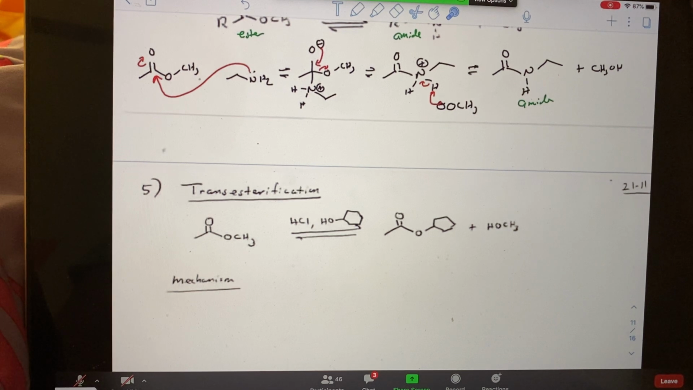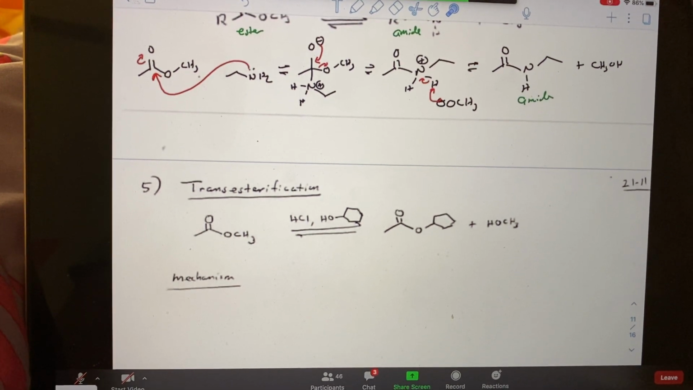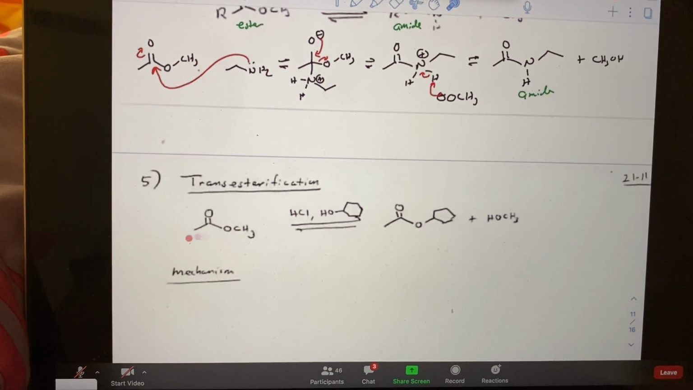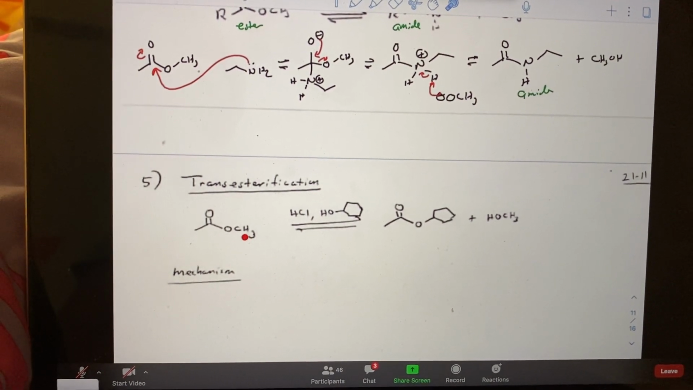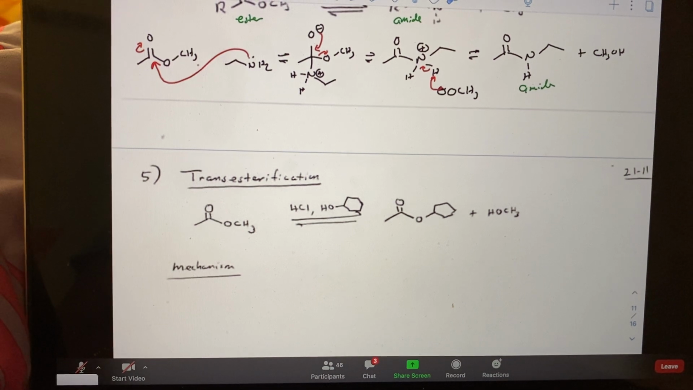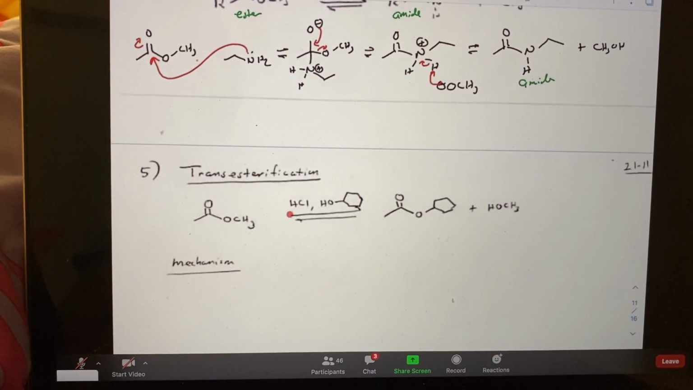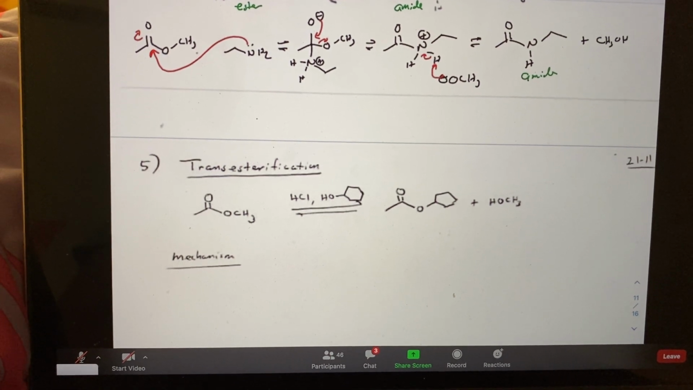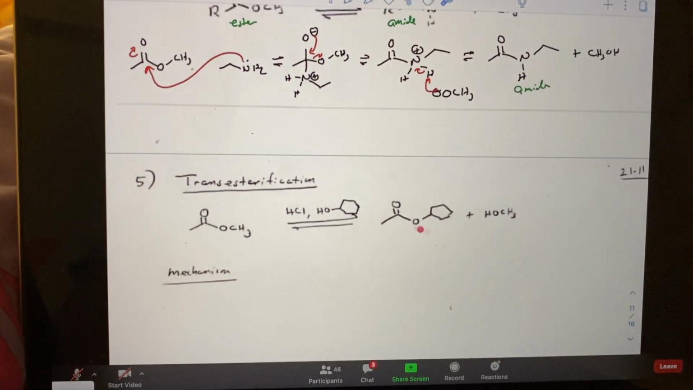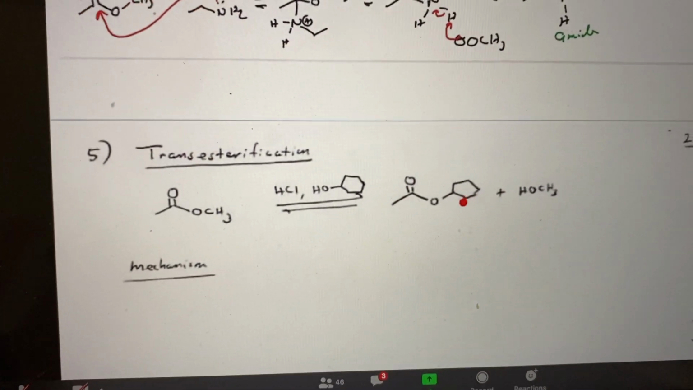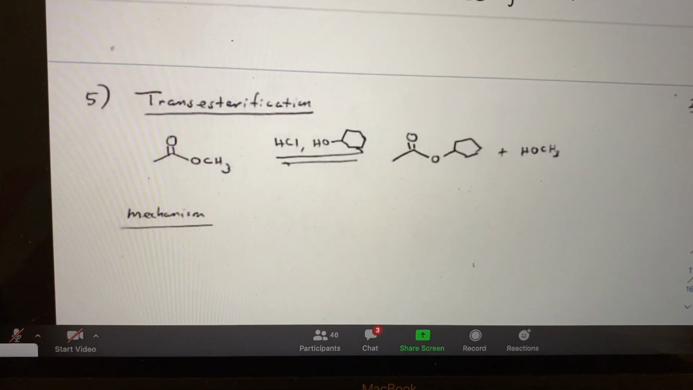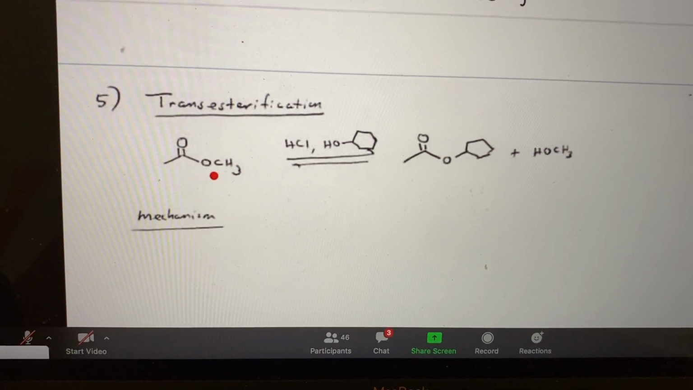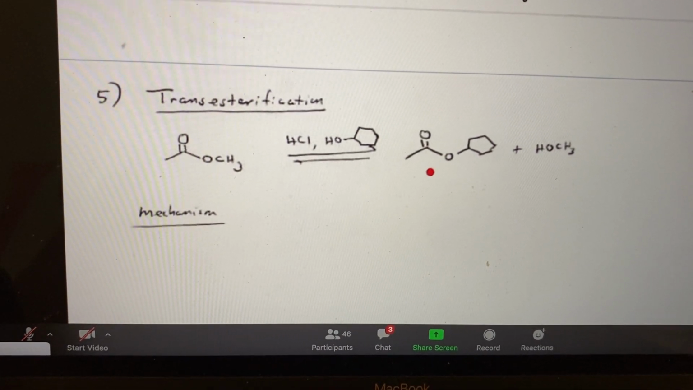One more. And how about this idea of transesterification? So let's take this kind of boring ester that we've been using all along, and if we were to react this with an alcohol in the presence of an acid, we actually form a different ester. So it looks like this alcohol here is now this part of the ester. It's supposed to be a six-membered ring. So this is known as transesterification. We'll convert the ester from one ester to another ester.